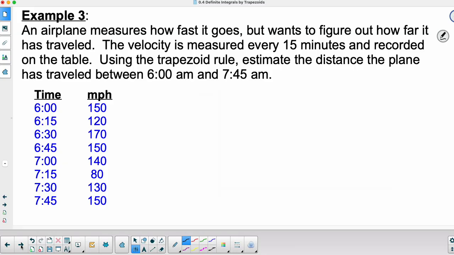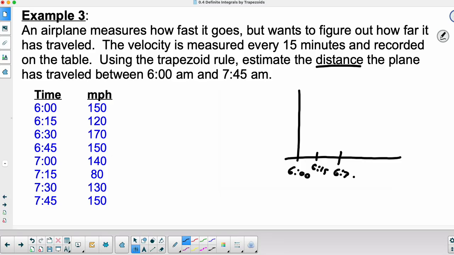I'm going to argue this is going to be faster than what we just did in that problem before. I want to estimate the distance. We talked yesterday about this. If I were to make a little graph, and this is kind of what this table is saying, let's say this is 6 o'clock right here, and every 15 minutes things are changing. My velocity is changing every 15 minutes. At first, I'm going 150 miles per hour. Then I'm going 120. And then I'm going up to 170. And then I'm going back down to 150.